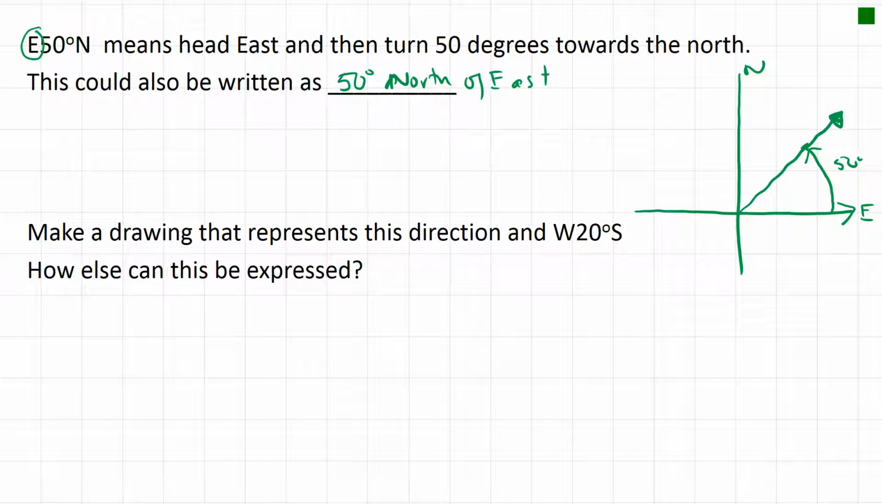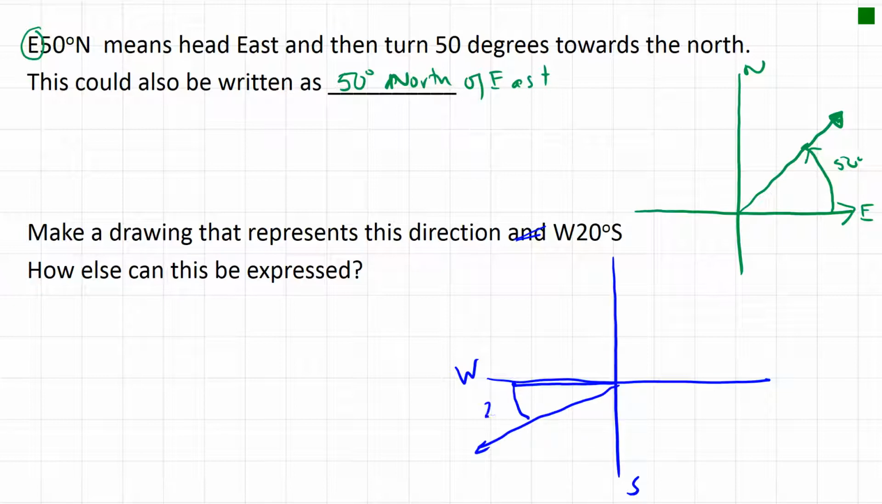So let's try that again with this next problem. We're going to make a drawing that represents this direction. West 20 degrees south. So that means the west is where we start heading. So we're going to start heading to the west. And then we're going to go 20 degrees towards the south. So we're going to do a little angle there and go 20 degrees towards the south. So there is my angle.